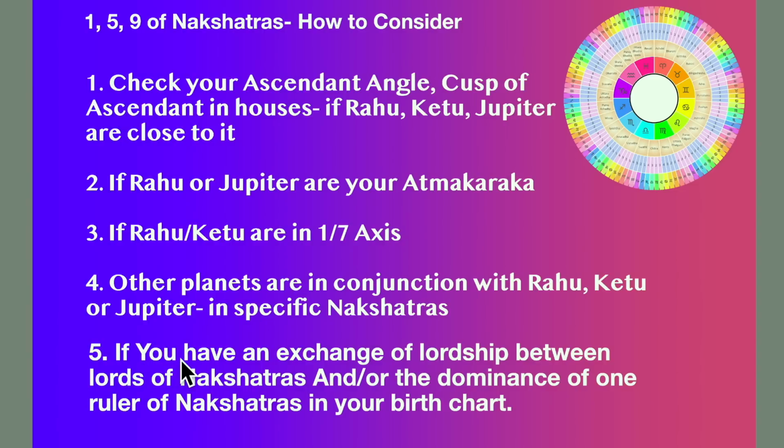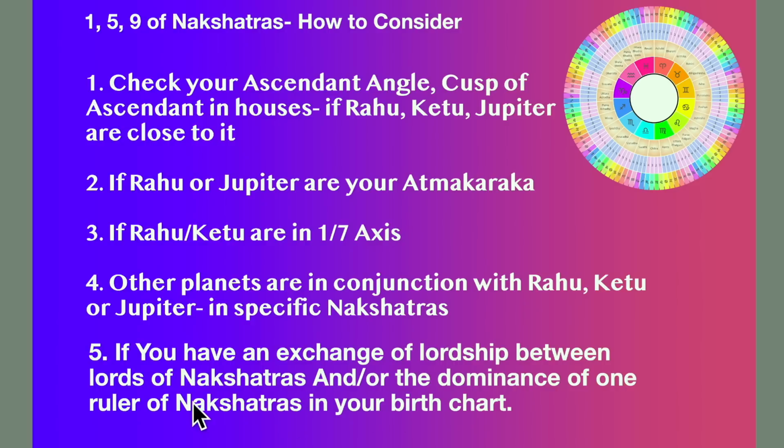Number 5, and the most important, if you have an exchange of lordship between the lords of nakshatras and/or the dominance of one ruler of nakshatras in your chart. For example, if you have Mercury and Moon exchanging lords, okay, and then you have Mercury dominated nakshatras, this will be important. And if Jupiter is in that particular nakshatra of Mercury, you see what I'm saying?